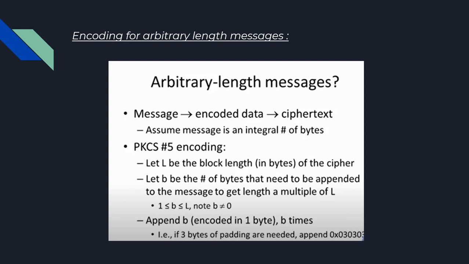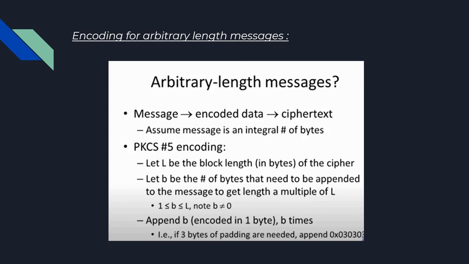That means after encoding and encryption, one ciphertext block will be of size length L, and let B be the number of bytes that need to be appended to the message to get the length of the message to be a multiple of L. So if the message is not a multiple of length L, then we will append B bytes in order to get the entire message as a multiple of the block length L. The constraint here is that B, the number of bytes to be appended, should lie between 1 and L and not be equal to 0.